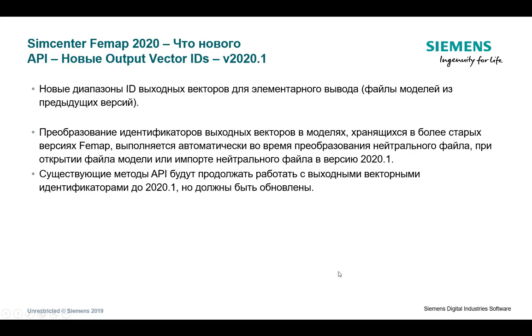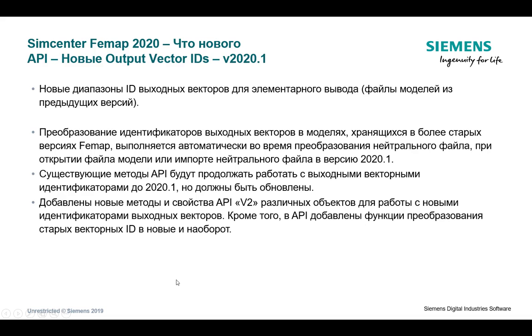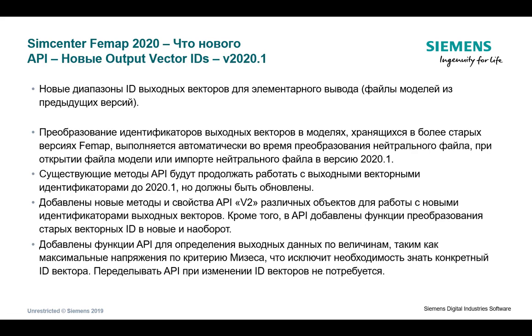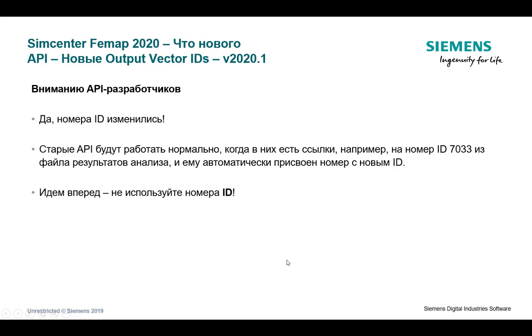New V2 API methods and properties found on various API objects have been added to operate on the new output vector IDs. In addition, API calls have been added to convert old vector IDs to new and vice versa. We also added API calls to specifically output by new predefined quantities such as top von Mises stress instead of having to know a specific vector ID, which would prevent needing to recode APIs in the future should the vector IDs change again. So, yes, the vector IDs have changed.